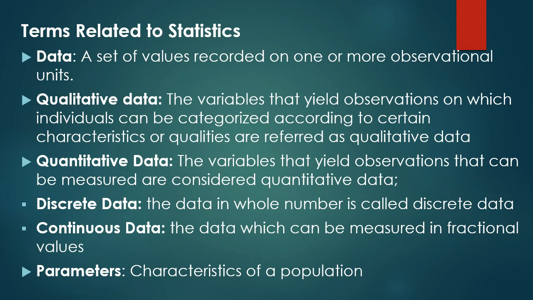The next one is parameters, characteristics of a population. For example, the average age of all nurses in the state. This is said to be a parameter.